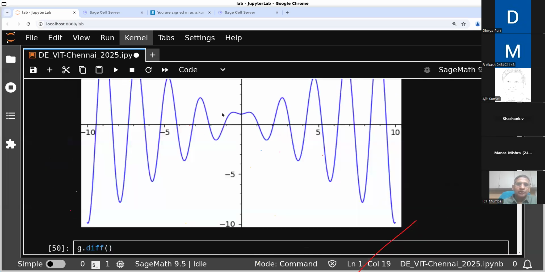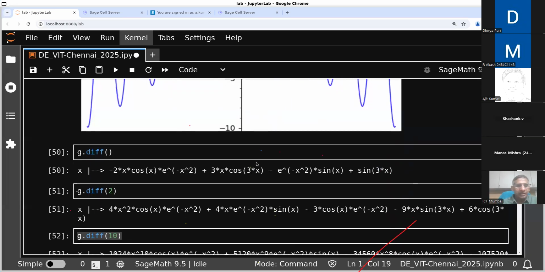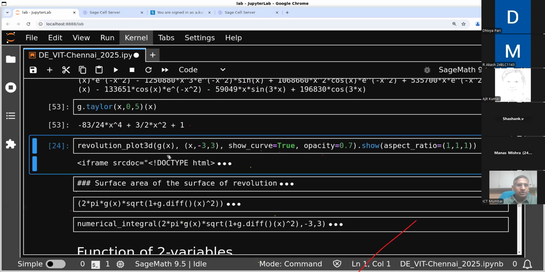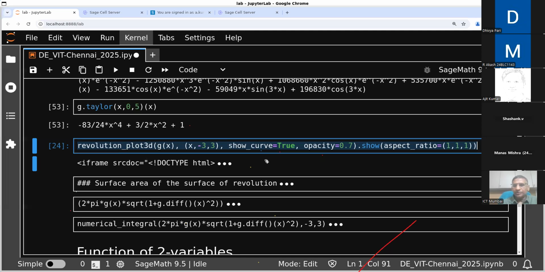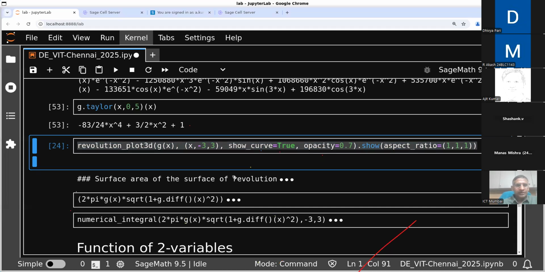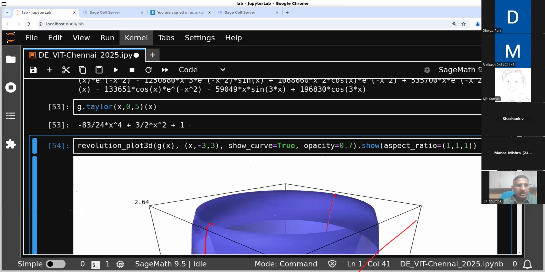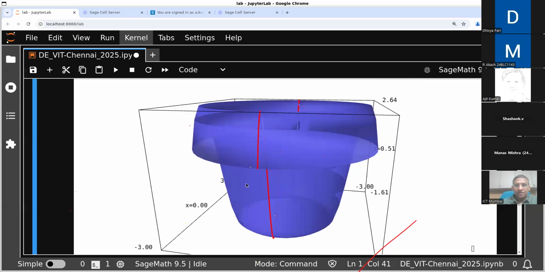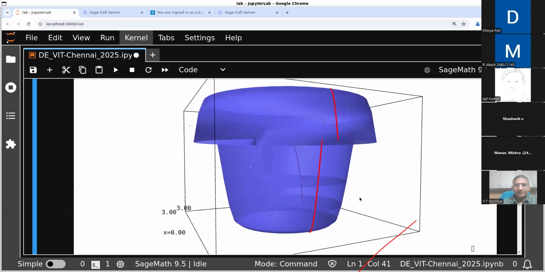So you saw that this is a function, and this is how it looks like. So for example, if I want to find out the surface of revolution of this about the x-axis, how will it look like? That you can also do here. Let me show you that. I'll just copy this first for you. So if I look at this, let me run this. Yeah, can you see the graph? This is the surface of revolution of this curve about the x-axis.